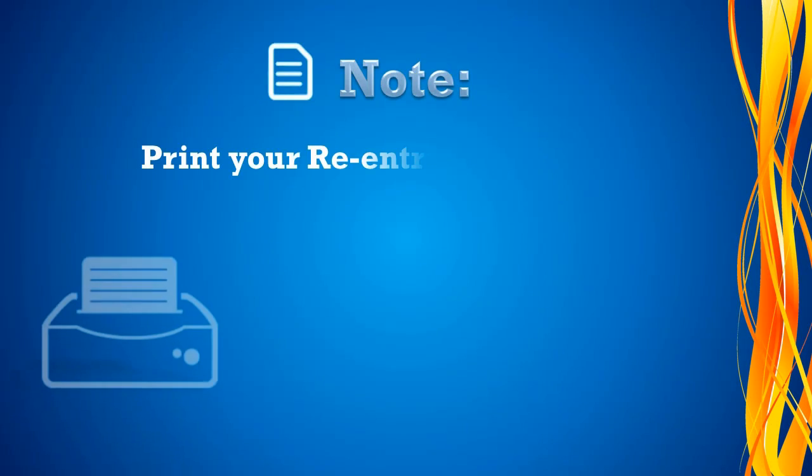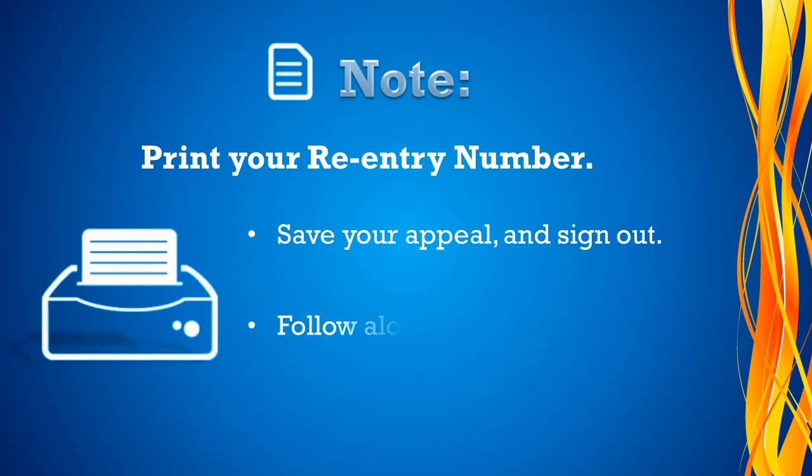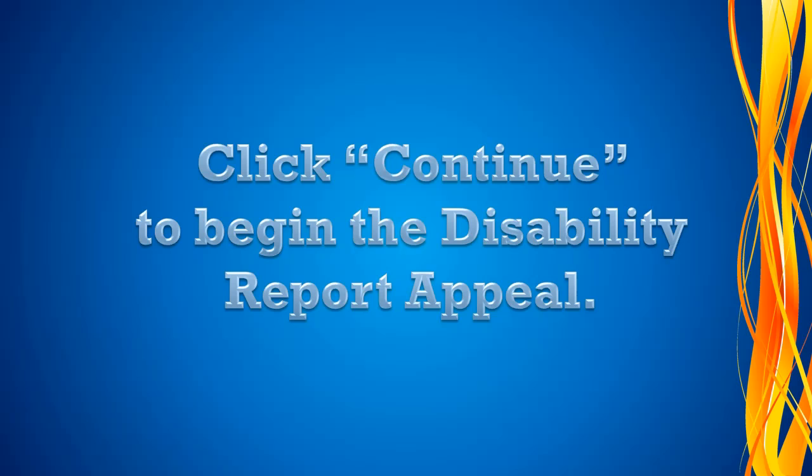Make sure you've written down or printed your reentry number and save and sign off the appeal. You can follow through the printed form during the remainder of this video. After you've finished watching this video and completed the disability report appeal, you can return to your online appeal using your re-entry number. For those of you who would like to continue on with the online disability appeal, please click Continue at the bottom of the page.